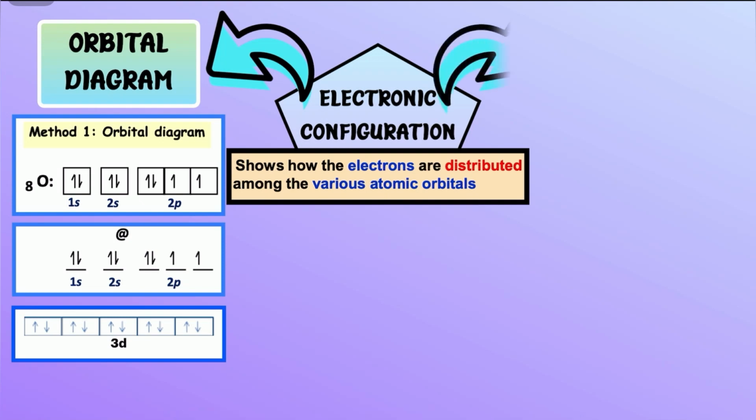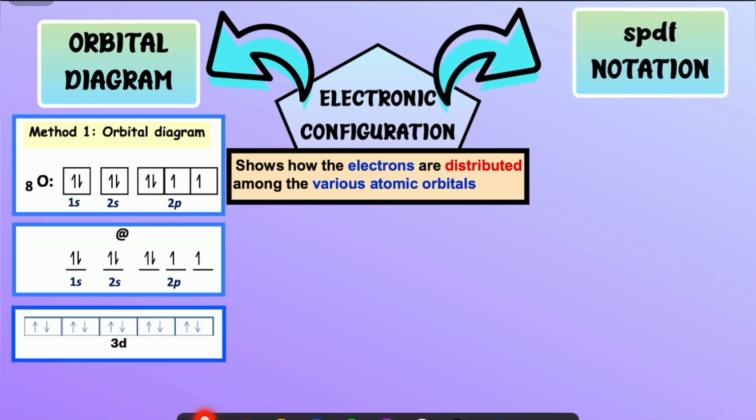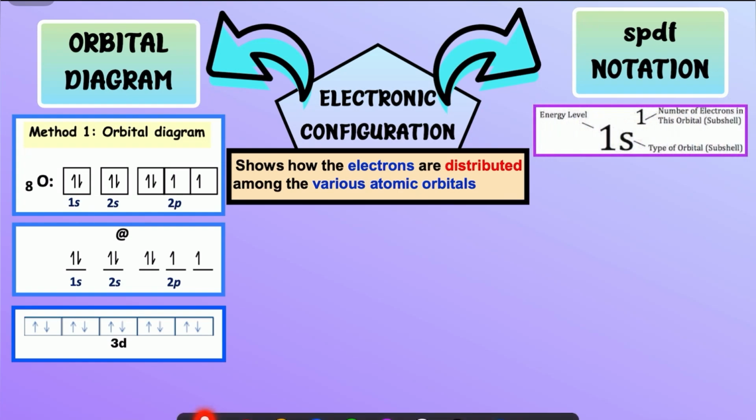And let's see the second method, SPDF notation. What is the SPDF notation? This is an example of SPDF notation for the hydrogen atom, which only has 1 electron, and this 1 is referring to the energy level or principal quantum number. And this one, s, refers to the type of the orbital subshell.